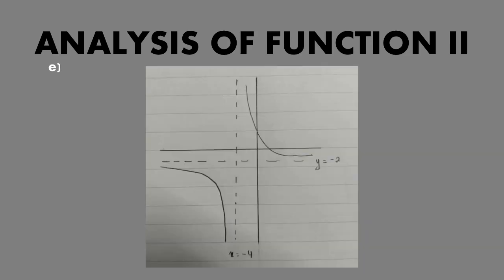The last question is to sketch the graph of the function. First, you can see the vertical asymptote is x = −4 and the horizontal asymptote is y = −2. Then we sketch the concave up and concave down parts from question D.